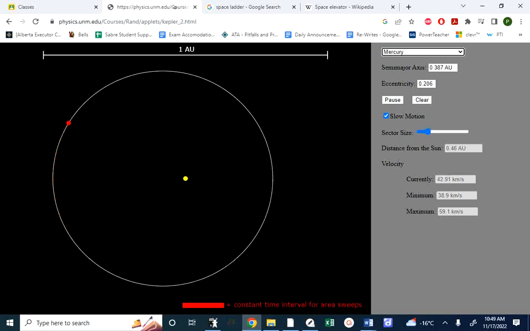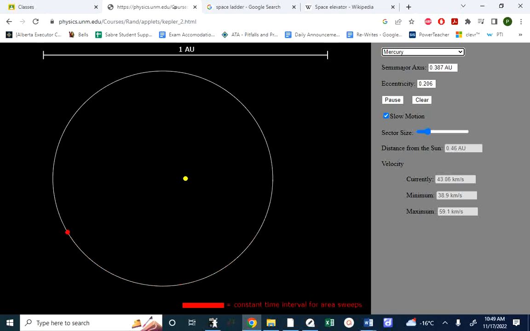And as a result, since the sun is really off center of this orbit, if we want to use the word center, you'll notice that the difference between the minimum and maximum speeds of Mercury is quite significant compared to the difference for Earth. And this is elliptical with an eccentricity of about 0.2.